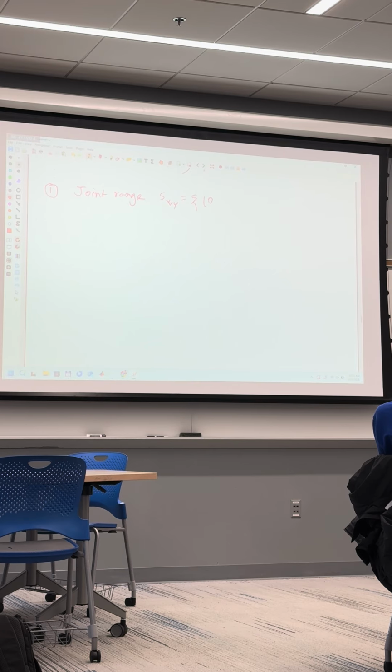x could be 0, y could be 0, comma, x could be 1, y could be 0, x could be 2, y could be 0, x could be 0, y could be 1, x could be 0, y could be 2, x could be 1, y could be 1. So 1, 2, 3, 4, 5, 6. So total 6 elements in the joint range.